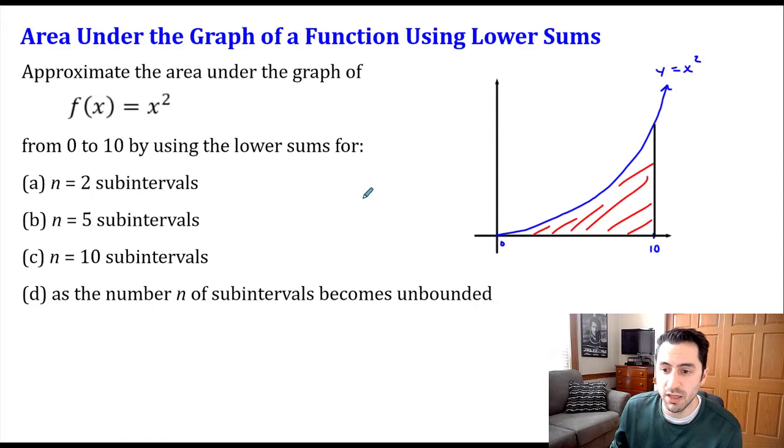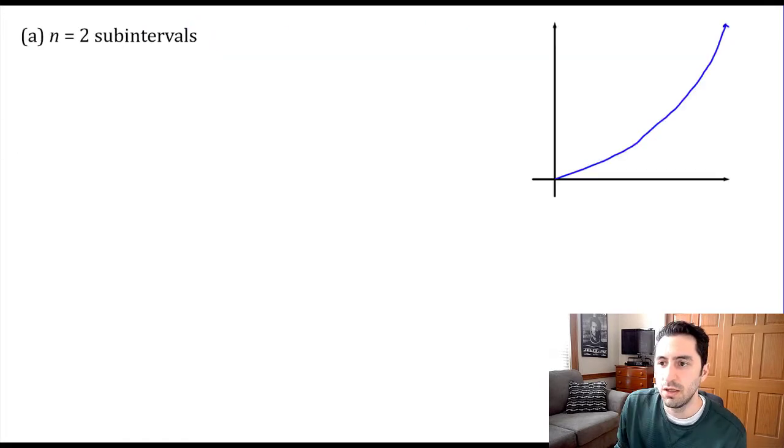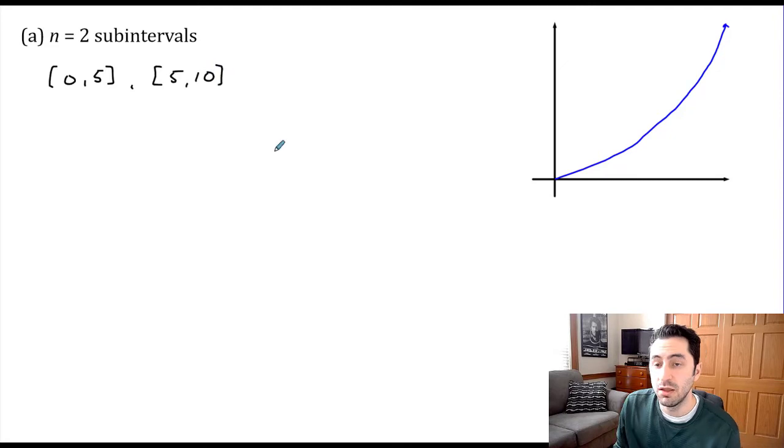So let's start by taking a look at two subintervals. So if we're going to use two subintervals, that means we're going to take our interval from 0 to 10 and we're going to split it into two pieces, from 0 to 5 and from 5 to 10. So on the graph, what this is going to look like, we have from 0 to 5, and then our second piece is going to be from 5 to 10. And we're going to split it up, so we're going to use two rectangles in this case. And we're going to find the area of both those rectangles, and we'll add them together in a sum, which will give us an approximation for the area.